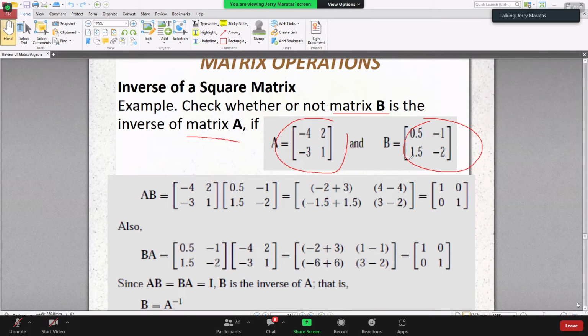So, performing multiplication, this is the result, no? Okay? So, which is a unit matrix. That means B is the inverse of A. Okay? B is the inverse of A. Or vice versa. A is also the inverse of B.